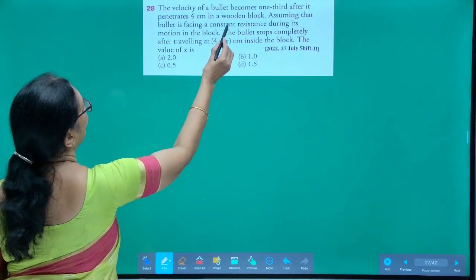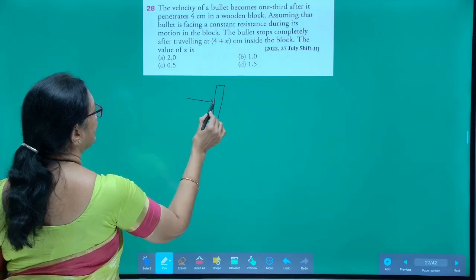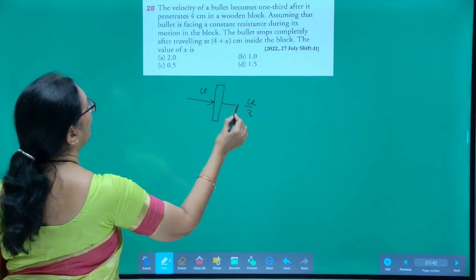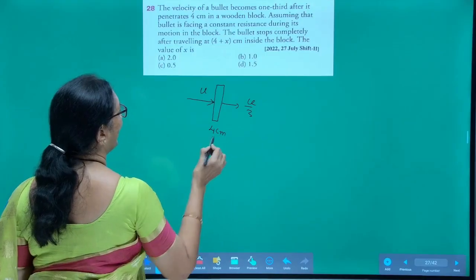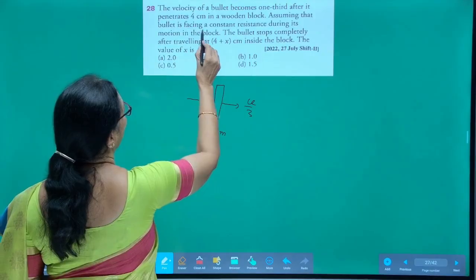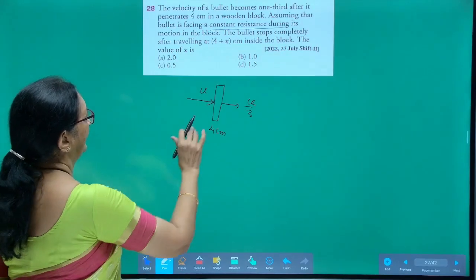Velocity of a bullet becomes 1/3. So if this is the initial velocity, it emerges out with 1/3 velocity after penetrating through a plank of 4 centimeters. Assuming that the bullet is facing a constant force during its motion in the block.